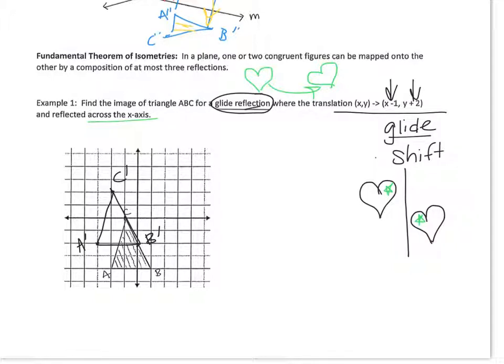So I'm going to take A prime and reflect it across the x-axis to be A double prime. I take C prime and reflect it across the x-axis to be C double prime. And B is going to be up here.